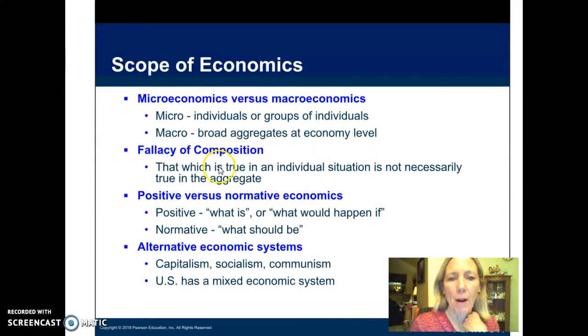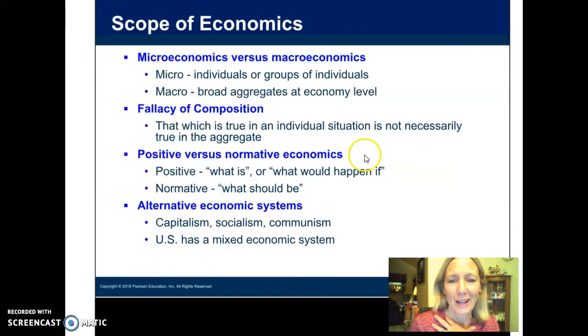The term fallacy of composition, basically that which is true in an individual situation is not necessarily true in the aggregate. I was thinking of a good example for this. I think your book also gives you a couple examples. So just because I like M&Ms, that doesn't necessarily mean that everyone likes to consume M&Ms. I don't know. Positive and normative economics, you can read that.